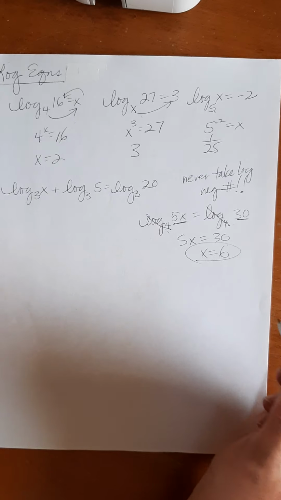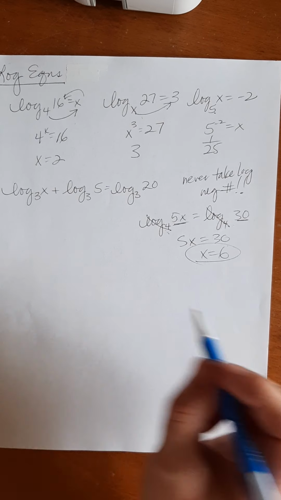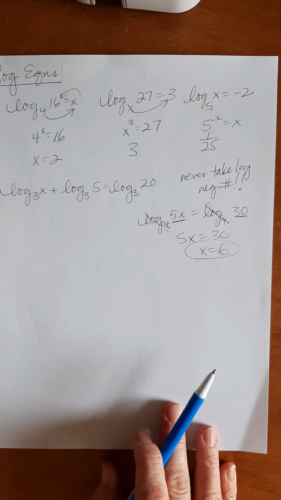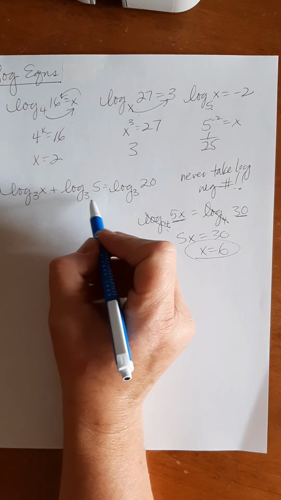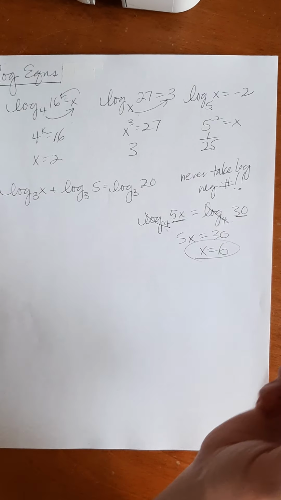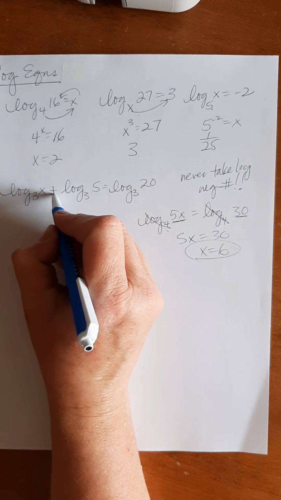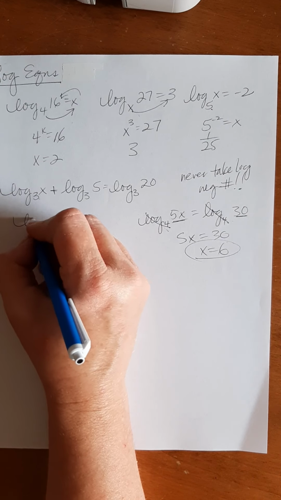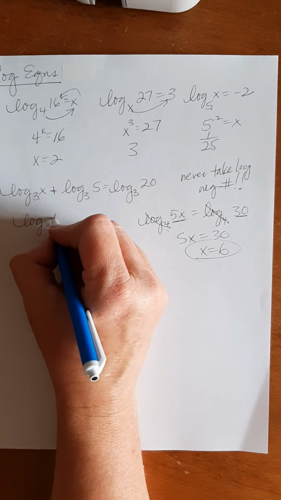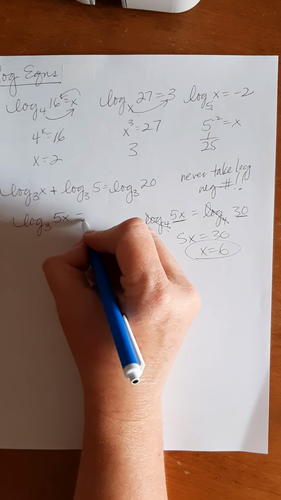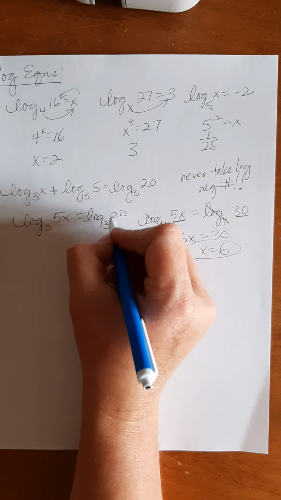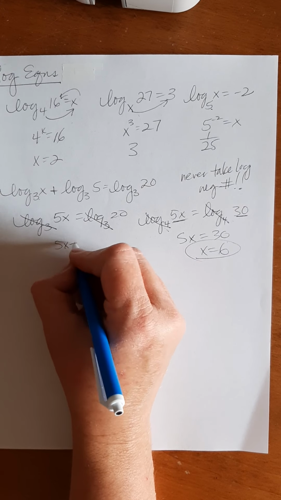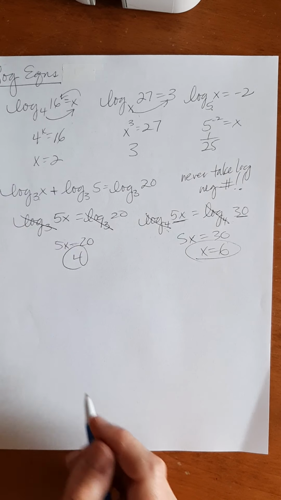So x is 6. Well, going back to this one, if we get to the point that logs are on both sides, we can cancel them and everything's great. But I have 2 logs on the left. But I am adding them, so if I want to condense them into 1, when you add, that's the same thing as multiply. So then, logs cancel. 5x equals 20. x is 4.